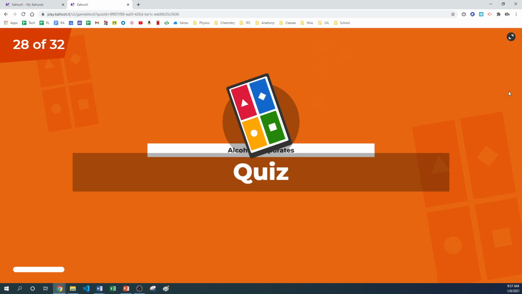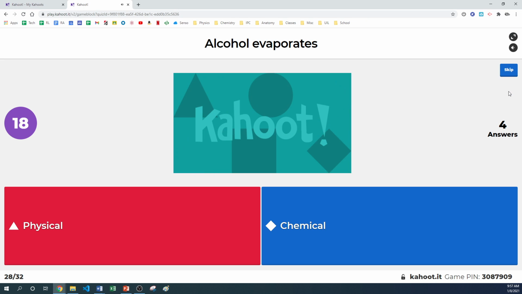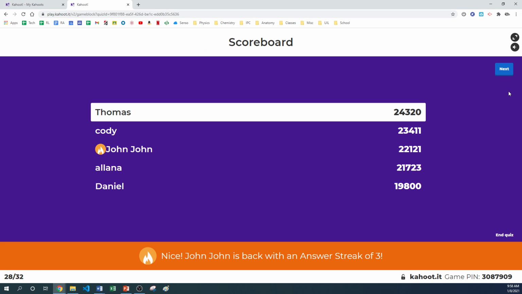I'm gonna take my time now. Alcohol evaporates. You can collect the vapors and recondense it back down. When alcohol evaporates, does it turn into water?